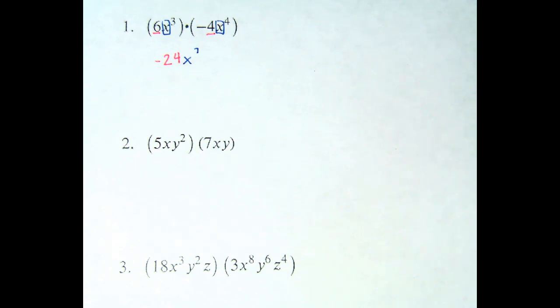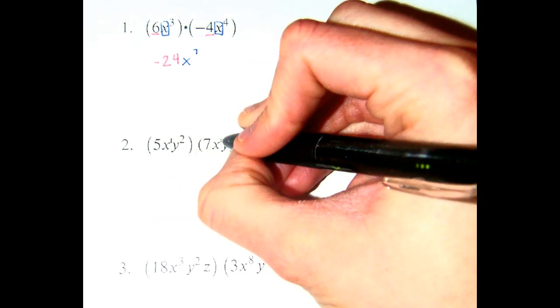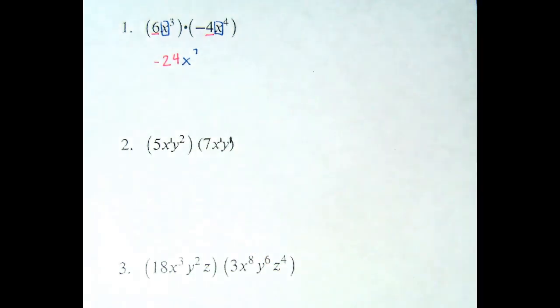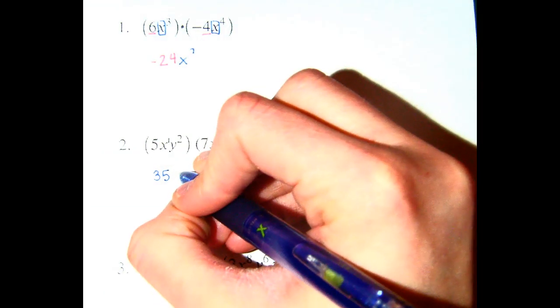On number 2, something you need to remember, do not forget. If you forget, you'll get something wrong if you forget to do this. What exponent does this x have? And this one? And this y? Go through and add them so you don't forget that they exist. Alright, what are we going to do with 5 and 7? 5 times 7 is? Alright, and we're technically multiplying everything else, it's just we add exponents. It's x to the what power?